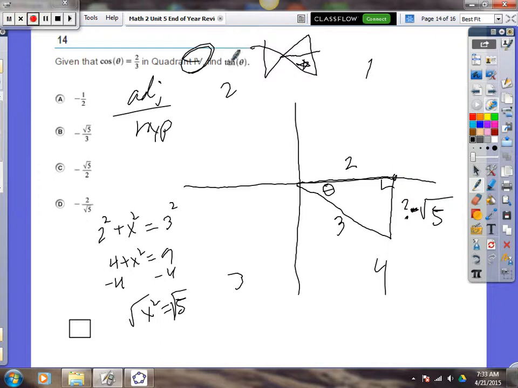Okay, now they want the tangent. Tangent from theta. Tangent is the TOA. So that's the opposite over the adjacent. So opposite is this one, negative square root of 5, over the adjacent. That's 2. So we're going to go with C.